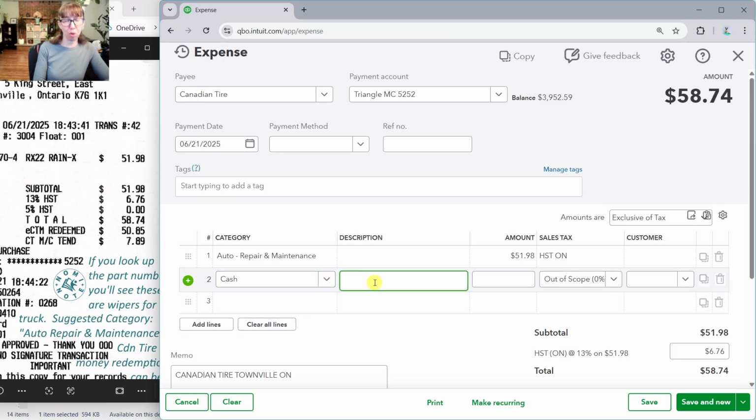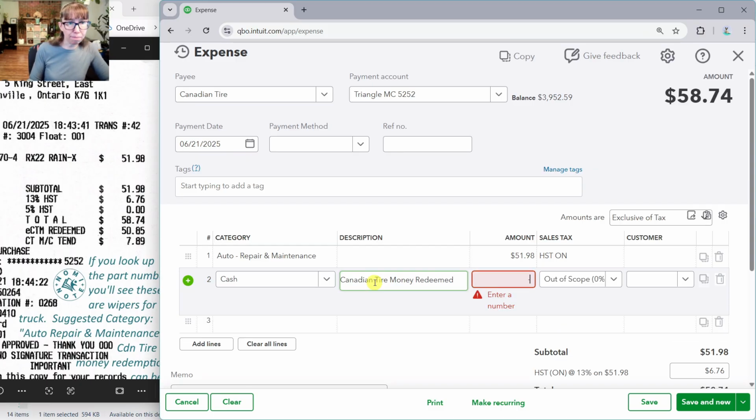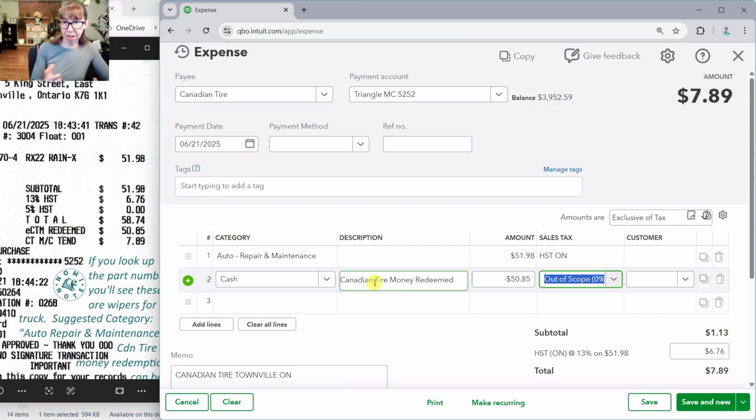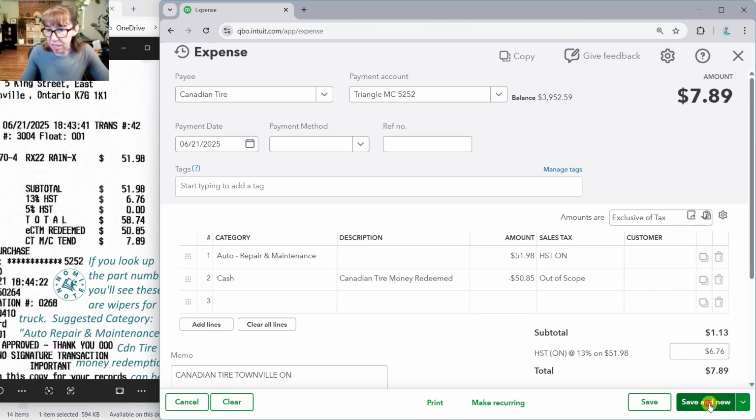And in the description, though, I am going to say Canadian Tire money redeemed, like this. And then we can say minus 50.85. Of course, that's out of scope. And now we can see 789 is going to hit that Triangle MasterCard general ledger, and our credit card is going to reconcile. We've claimed all of the expense and all of the HST. So we're going to go save and new and take a look at what is next.